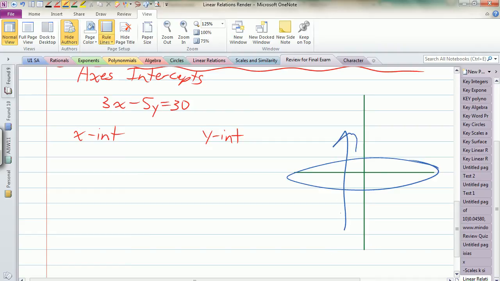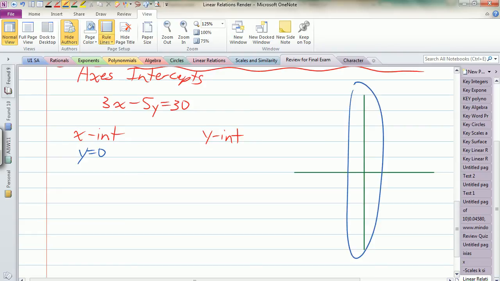So you don't go up or down, so which value must be 0? Y. Y equals 0. For your y-intercept, that means you don't go anywhere left or right. You're on this axis. So which value must be 0 so you don't go left or right? X. So then you can substitute in and find your intercepts.